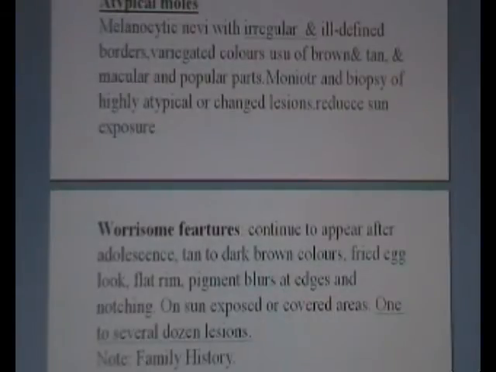Monitor, and biopsy highly atypical changing lesions, reduced sun exposure. Now, worrisome features: continue to appear after adolescence, tan to dark brown colours, in other words, goes from tan to dark, fried egg look, flat rim, pigmented blurs at edges and notching, on sun-exposed areas, one to several dozen lesions, no family history. In other words, moles changing colour, changes in appearance, got to be checked out, family history, people who are particularly prone, fair skin, and these have to be dealt with.